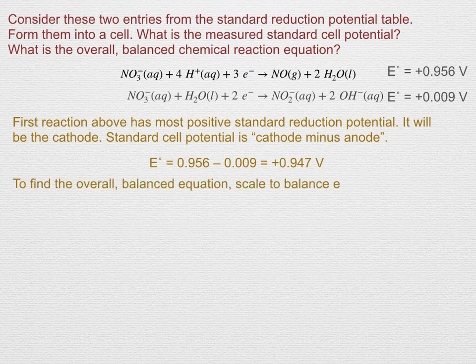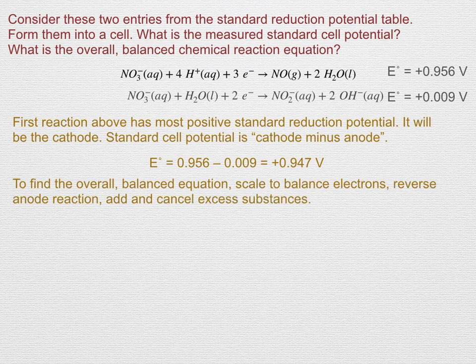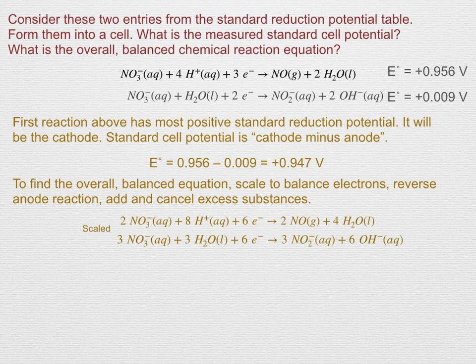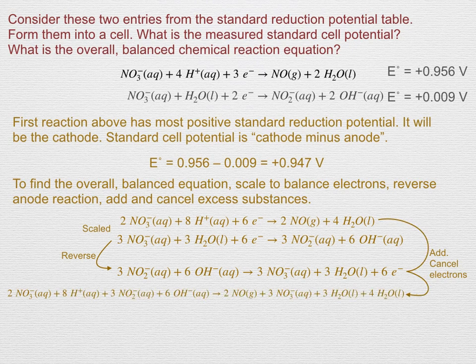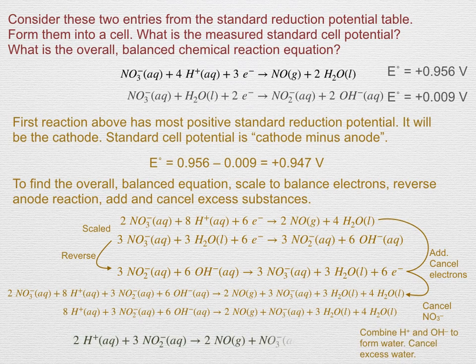To obtain the balanced reaction equation, first scale them to get the same number of electrons in each. Multiply the first by 2 and the second by 3. Reverse the anode reaction, the least positive one, to make it an oxidation. Add them together. Cancel electrons. Cancel excess nitrate ions. Combine the 3 waters and the 4 waters on the right-hand side to get 7 waters in the product.